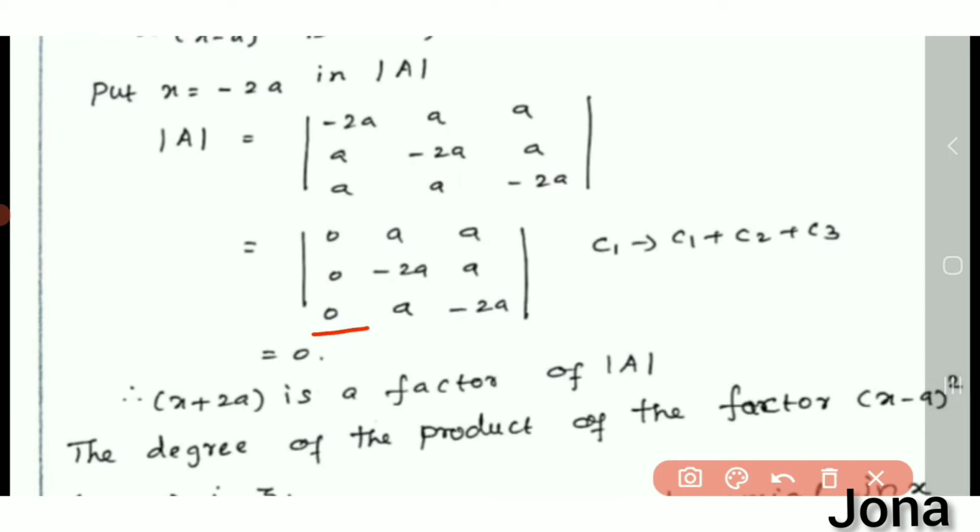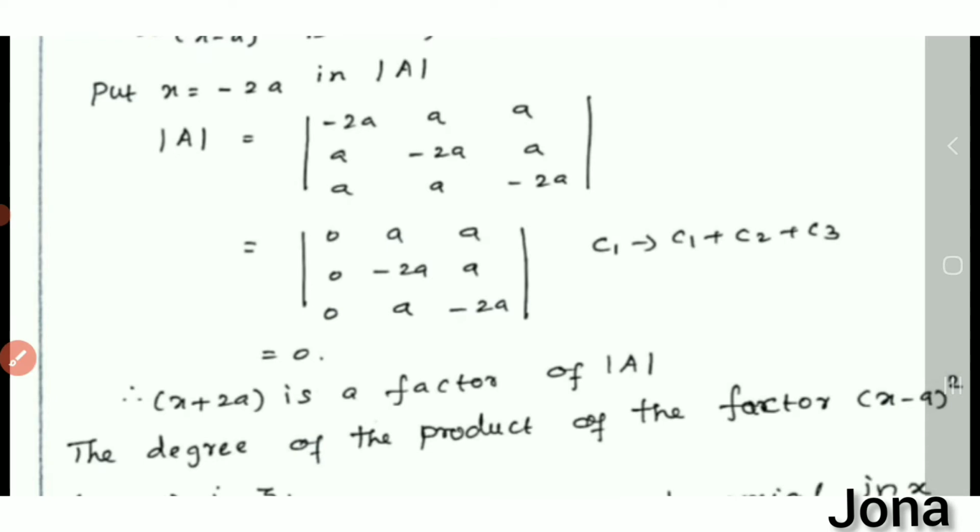And even here, a minus 2a, that means a plus a minus 2a, that is nothing but 0. So now we got C1 as 0 here. So if you evaluate the determinant value, it automatically will be 0. So we can say x plus 2a is a factor of determinant delta. Now we found the factors from the given problem.